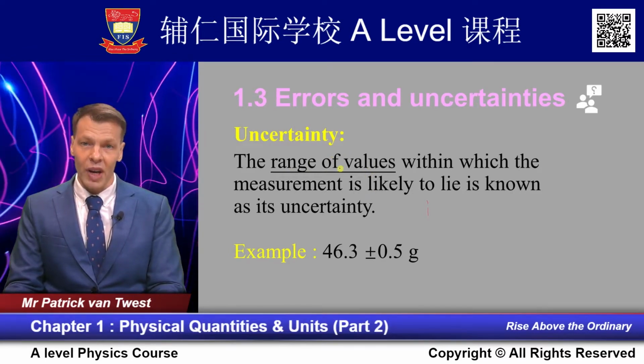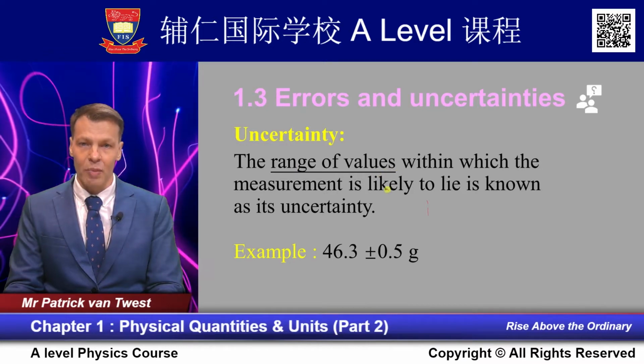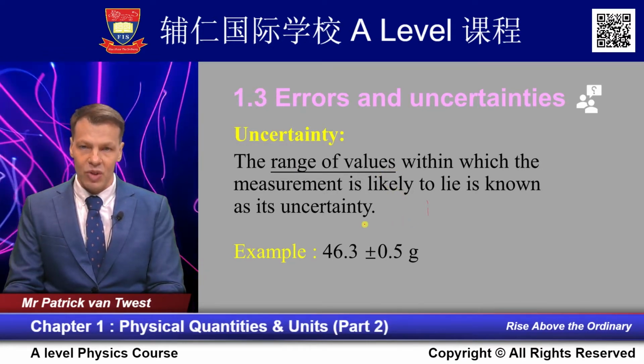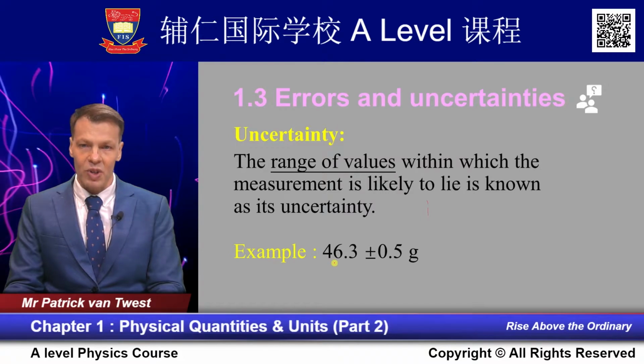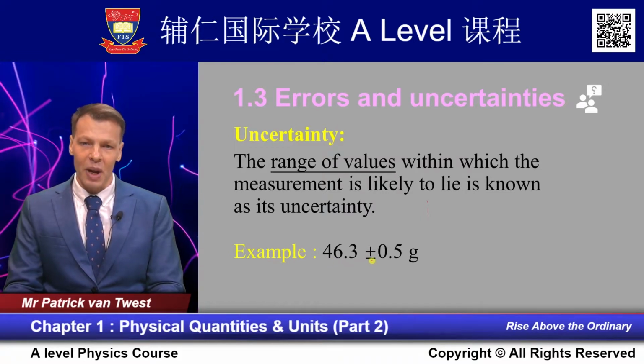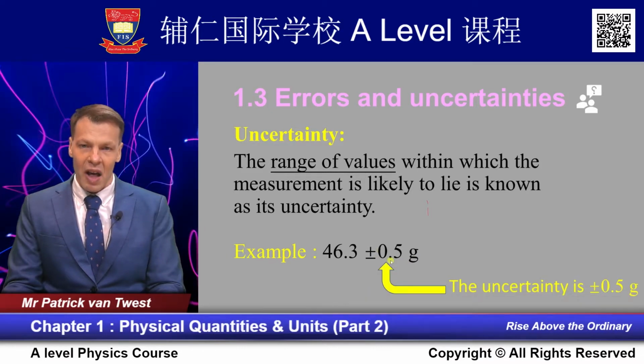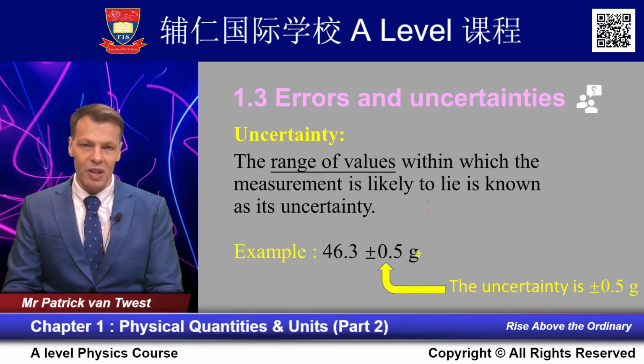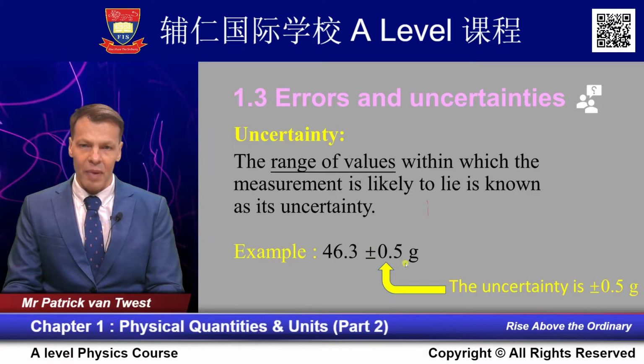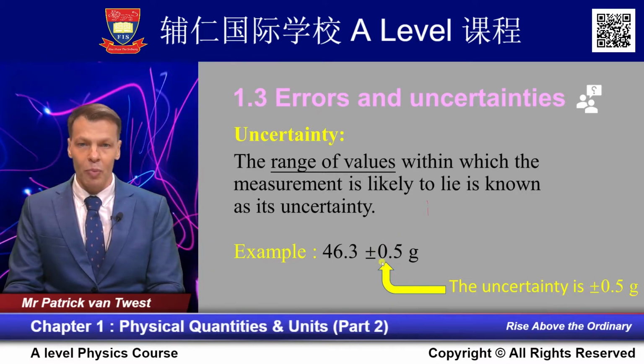So what is an uncertainty? Well, it's a range of values within which the measurement is likely to lie. So for an example, if I were to say 46.3 plus or minus 0.5 grams, that means the 0.5 plus or minus means I'm uncertain about that 0.5 above or 0.5 below.